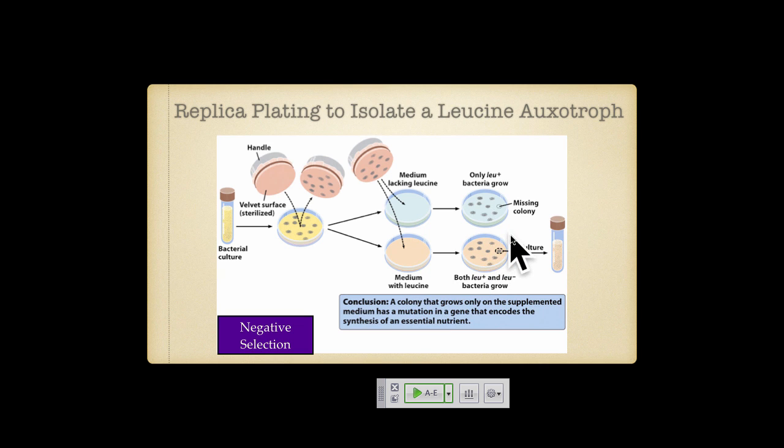Then you look and you say, okay, these colonies are growing in the same pattern as this one. However, there's a colony right here that's not growing here. So it's negative selection. The one that failed to grow is the one that you want. And then you come back here and you select that colony and double check it and make sure that in fact it's a leucine auxotroph.